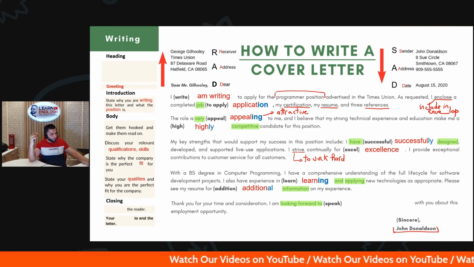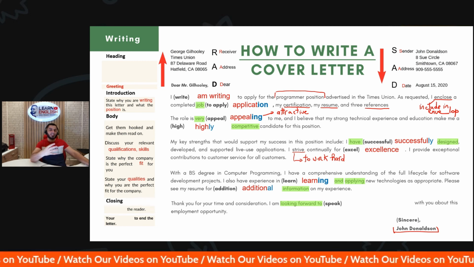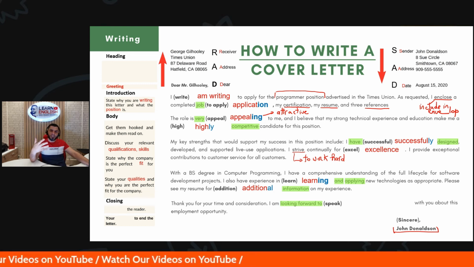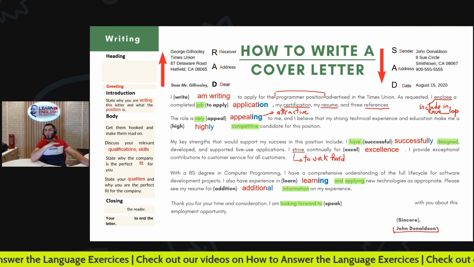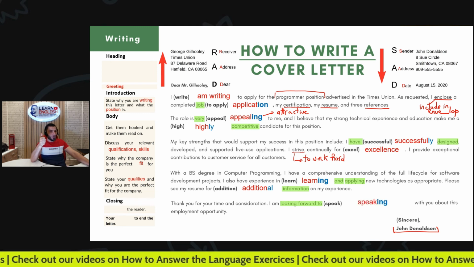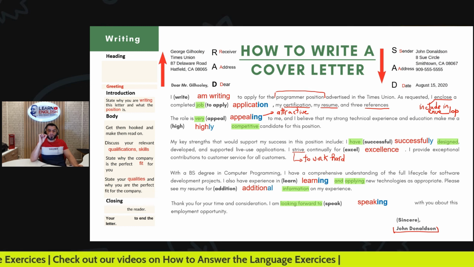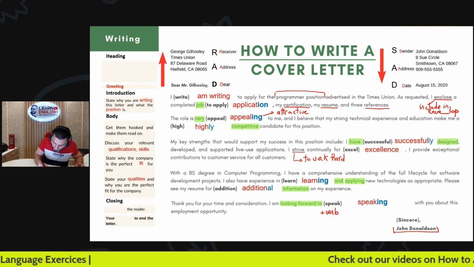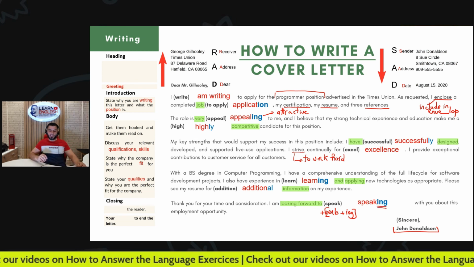I'm looking forward to. So this is my indicator here. Do we need again a form or do we need a tense? Of course, we will need a form here. So what is the form that we need after "look forward to"? Always, 100%, either a noun or verb plus ing form. So to look forward to plus verb plus ing, always. So as you can see here, plus verb plus ing form.